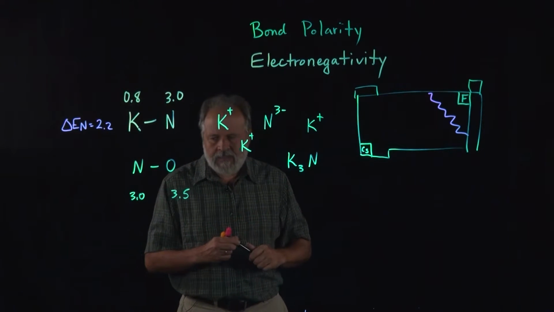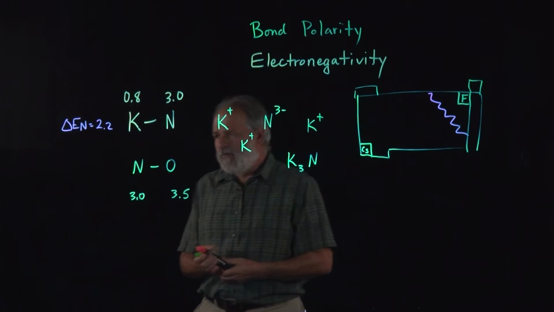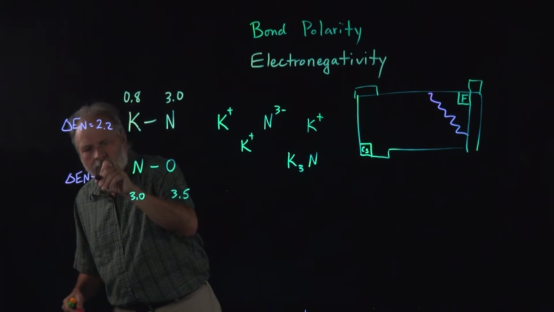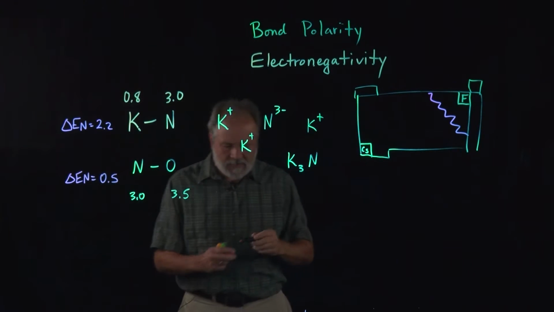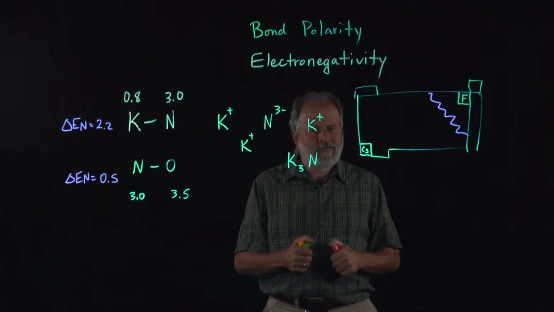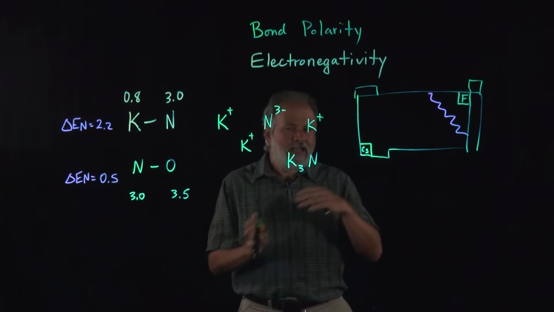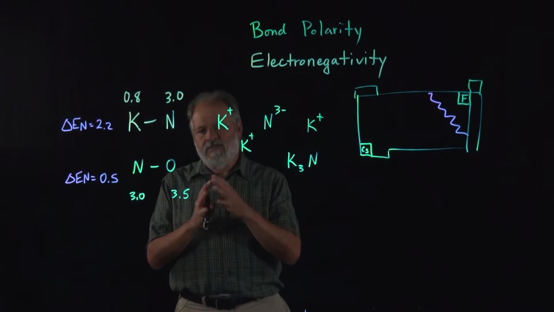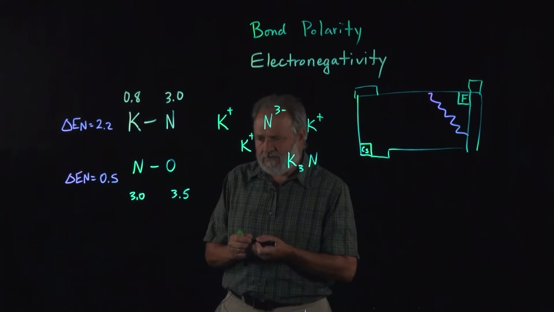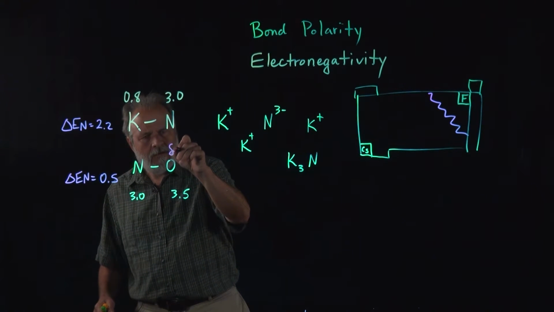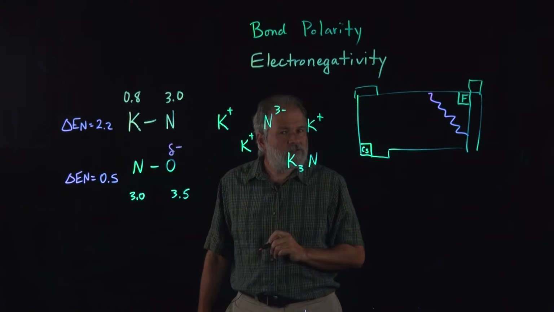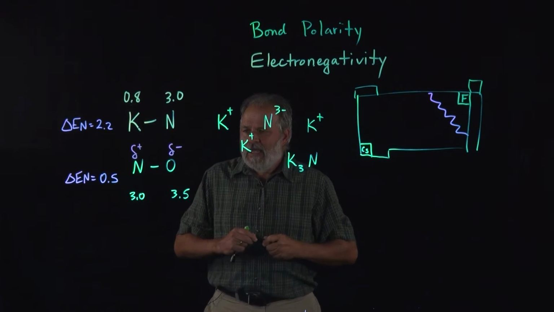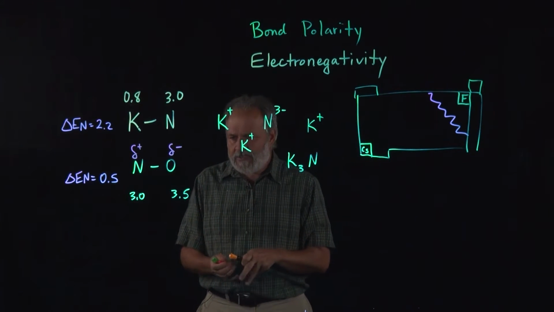So the difference is 0.5. The textbook says when the electronegativity difference is between 0.4 and 1.8, the electrons are shared, but it's polar. That's to say there's a significant shift of electrons to the more electronegative element. That means the oxygen will have a partial negative charge and the nitrogen will have a partial positive charge. It's still shared, but just not shared equally.